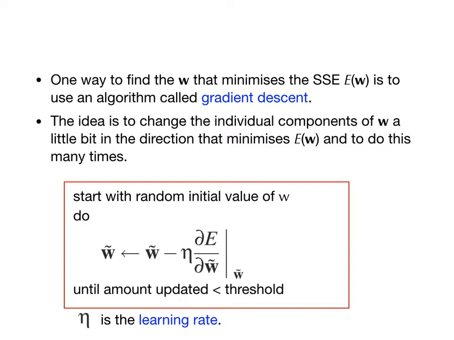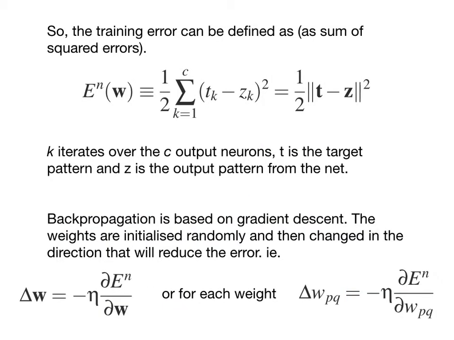Remember that? This is what we saw before. We start with a random value of w, and we change the weights a little bit in the direction that minimizes the error, using eta, which is the learning rate. So we're going to use exactly the same idea here for the backpropagation algorithm.